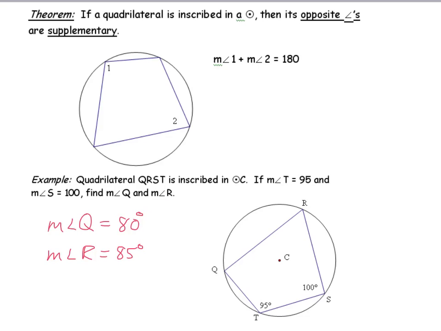So to find the measure of angle Q, I took a look at what the opposite angle was, and the opposite angle to angle Q was S. So since S was 100 degrees, I know that supplementary, they'd have to add up to 180, so angle Q was 80 degrees. If I took a look at the next one, angle T was 95, so its opposite angle of R, they had to add up to 180 degrees, so angle R was 85 degrees.